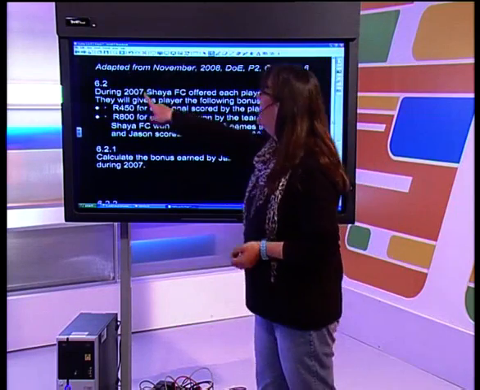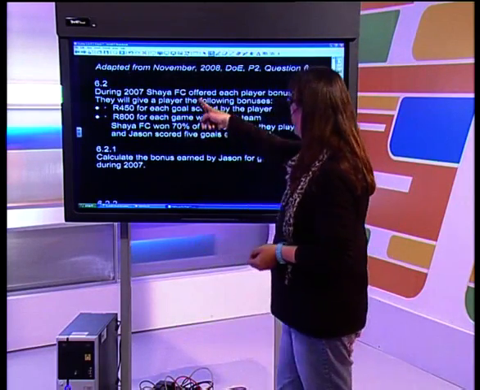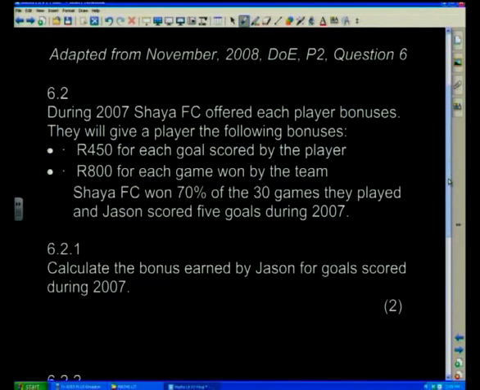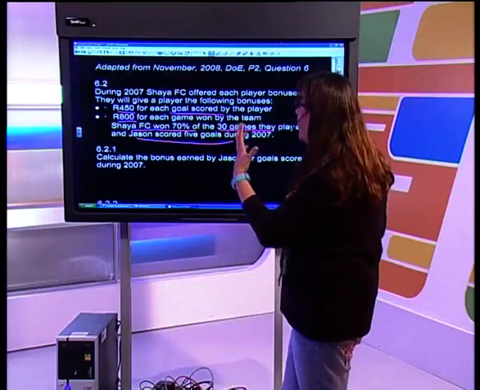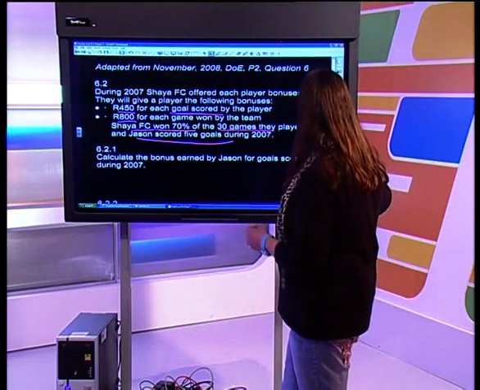Okay, during 2007 Sire Football offered each player bonuses. They will give players the following bonuses: 450 Rand for each goal they scored and 800 Rand for each game won by the team. The football club won 70% of the 30 games they played, and Jason scored 5 goals during 2007. Now we need to calculate the bonus earned by Jason.